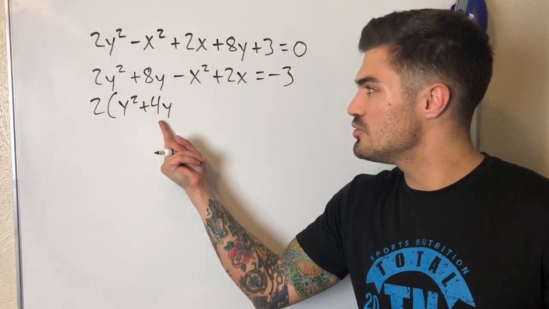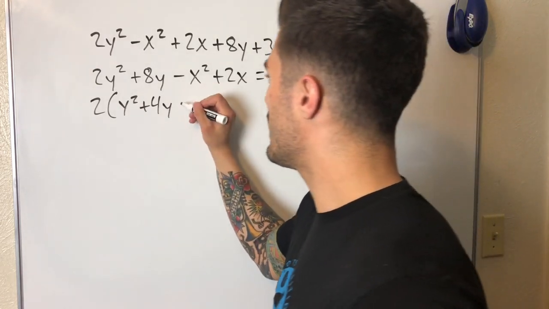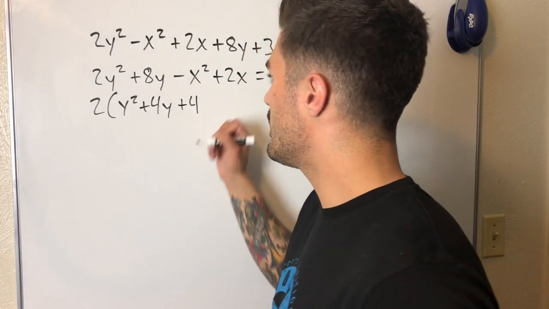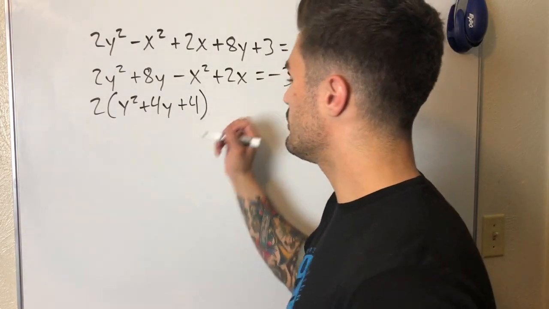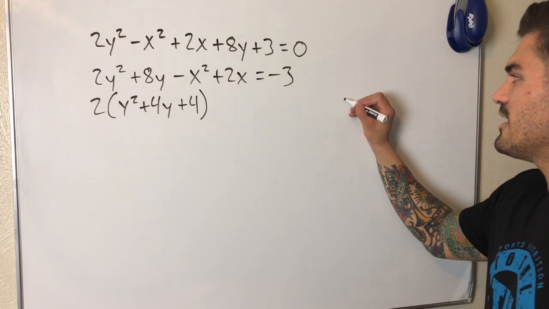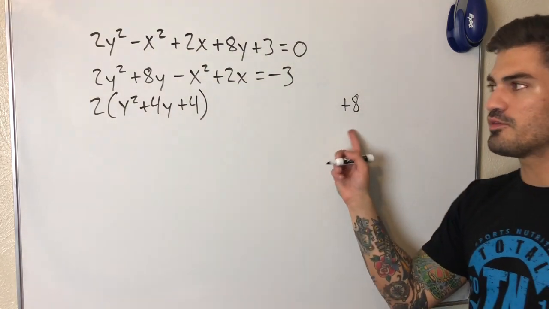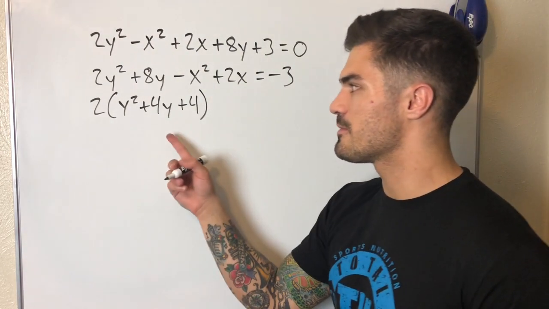Half of 4, that's 2. 2 squared, that's 4. So I'm going to add 4 within here. But what have I really added? 2 times 4, right? So what I've really added is 8. So I've got to make sure to add 8 over here. I'll write plus 8 to remind myself to add 8.